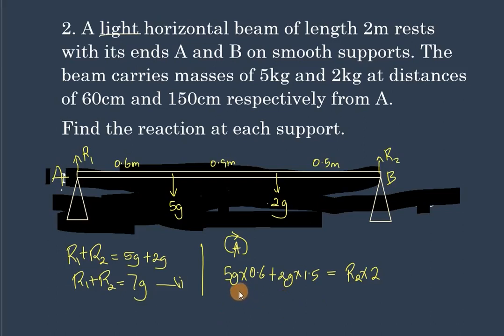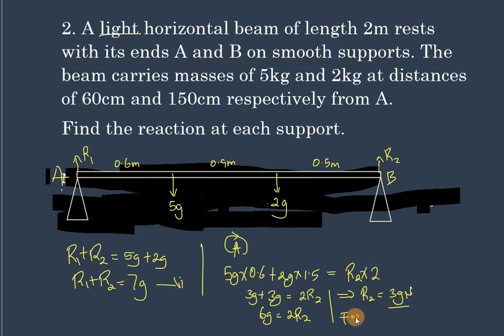So we shall have 3G plus another 3G equal to 2R2. 6G equals 2R2, and this implies that R2 is equal to 3G Newtons.